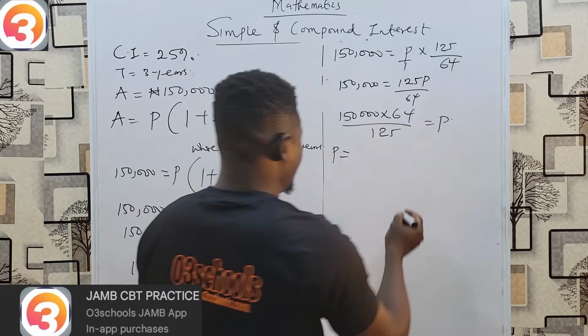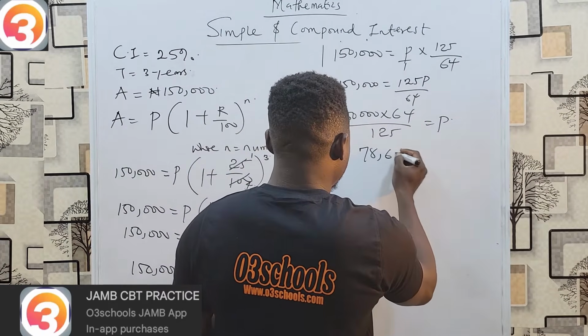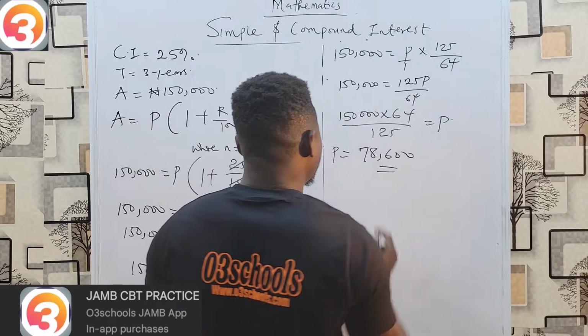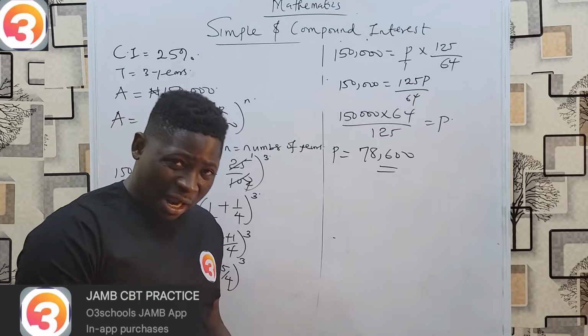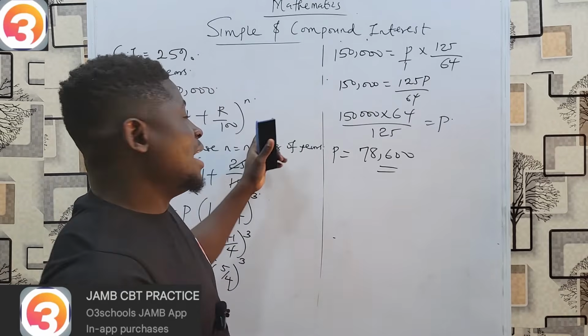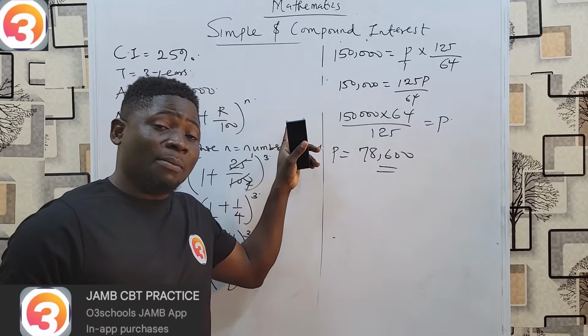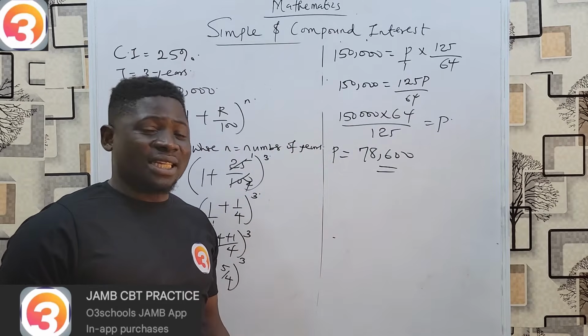And it is going to be 78,600 naira. So the man needs to deposit 78,600 naira now to be able to purchase that car for 150,000 naira.